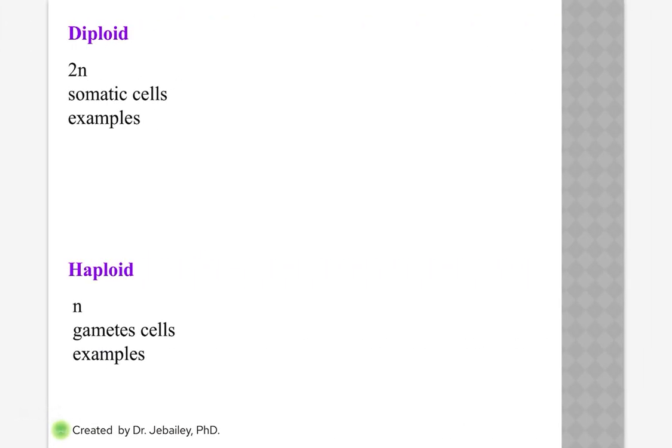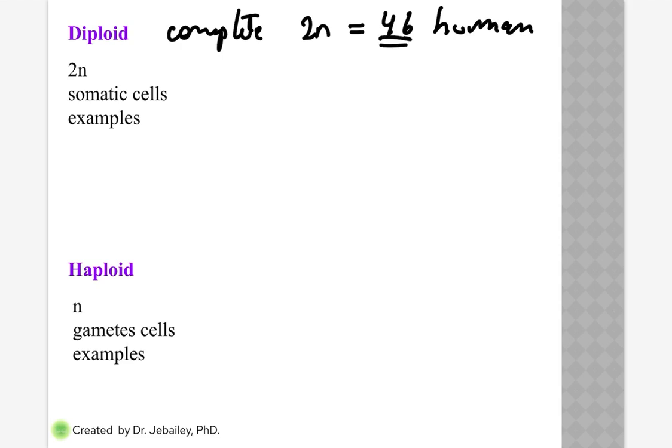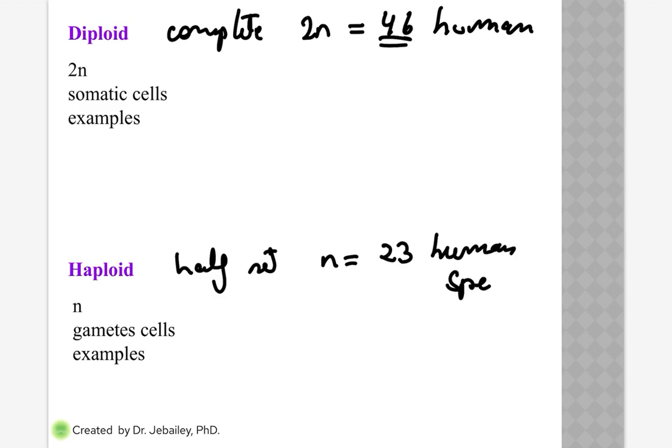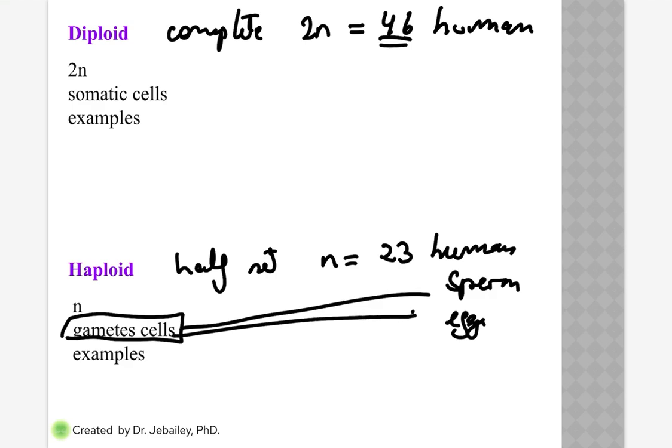So now that we have an idea like this, let's talk about the words diploids and haploids. Diploid is a complete set of any organism, and usually it's 2n. So for example, a complete set of a human is 46. If 46 is a complete set, the haploid will be half of the set. And half of a set, which is n, will be what? 23. That will be the human sperm or eggs. A more scientific word for this is gametes. That's what gametes means: eggs and sperm.